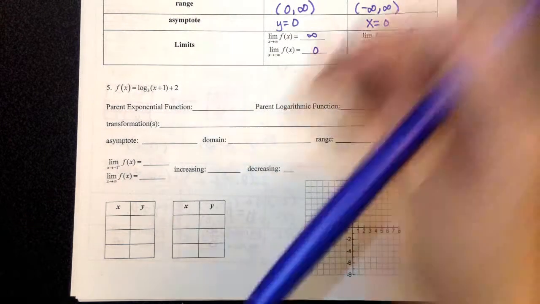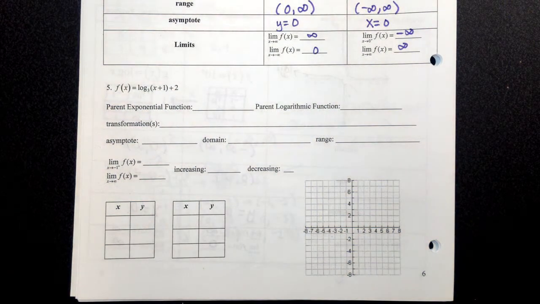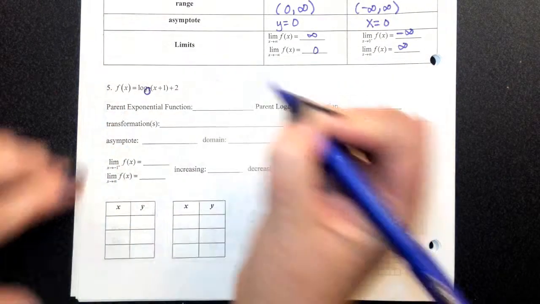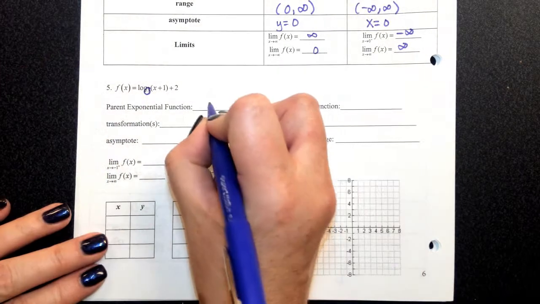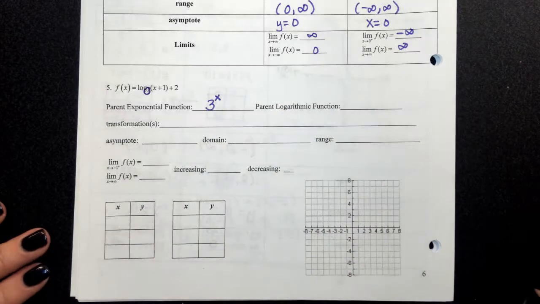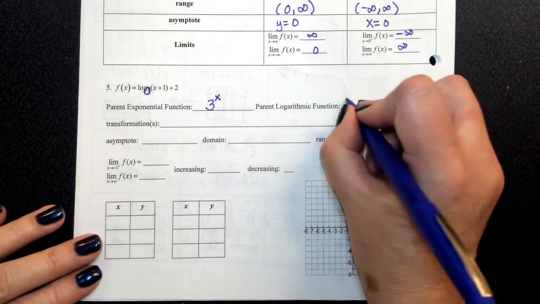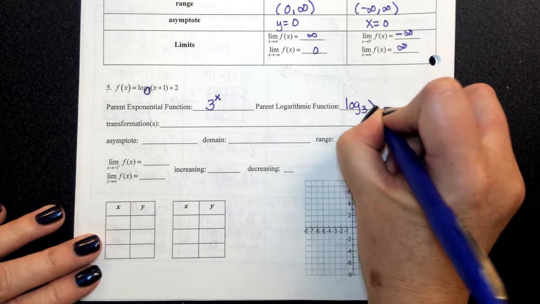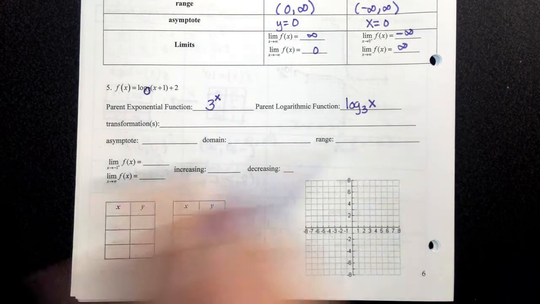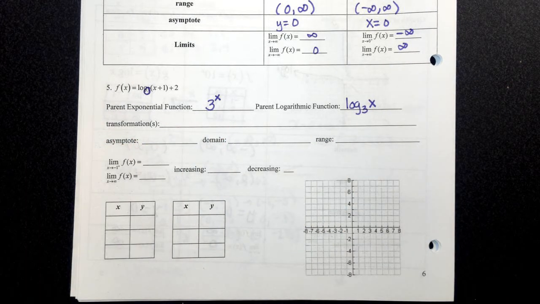First of all, when you want to graph a log, you always identify the parent exponential function. So look at the base of this logarithm. What is the base of this logarithm? 3. So then I know that the parent exponential function is going to be the same base as the log, which will be 3 to the x. So your parent log function is going to be log base 3 of x. The base of the log is the same as the base of the exponential. So now identify your transformations.